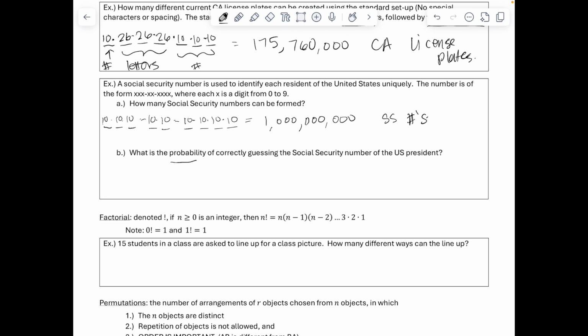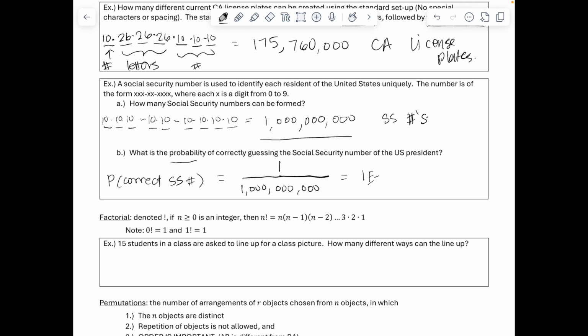The next part, B, says what is the probability of correctly guessing the social security number of the U.S. president? So the probability of correctly guessing this, the denominator is going to be that 1 billion that we had up above. Those are all the different possible social security numbers. And since we only have one president right now, there is only one social security number for that president. And so this is going to be 1 divided by that 1 billion.